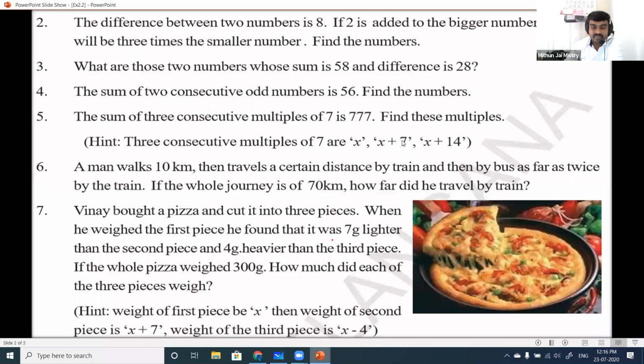That is, Vinay bought a pizza. Wow, whenever we hear the word pizza, our mouth starts watering, isn't it? But please control your mouth and control yourself.